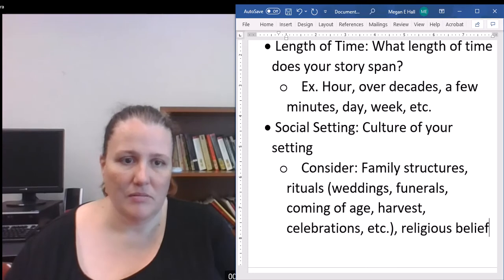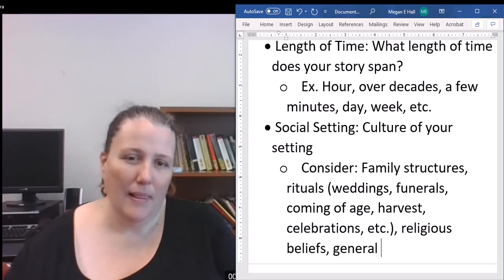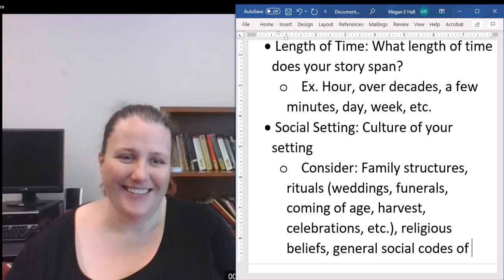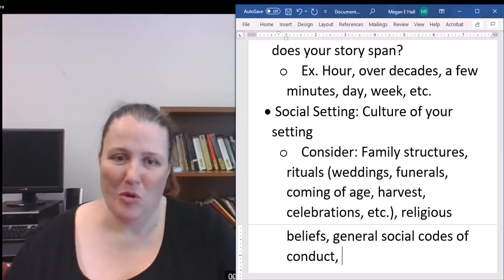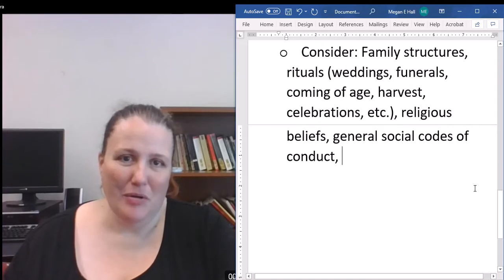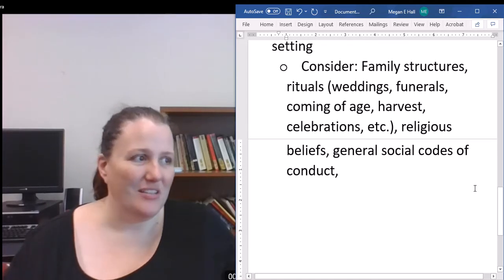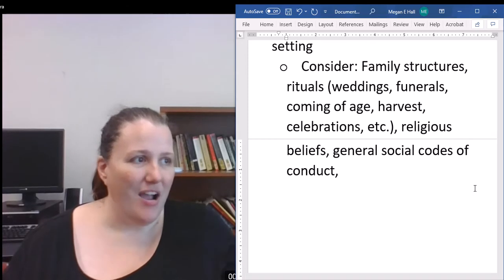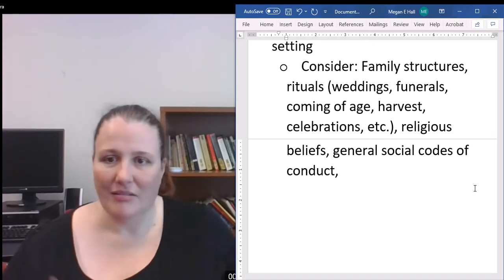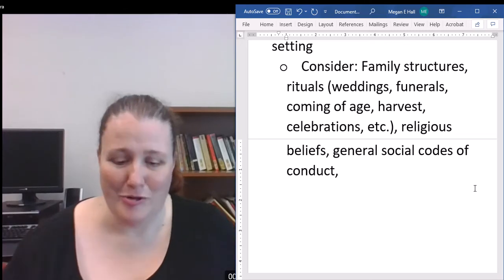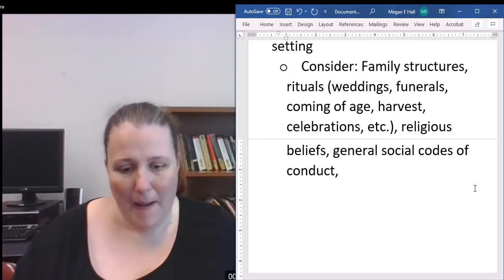Religious beliefs, general social codes of conduct, what's acceptable, what's not. The social conduct says that you don't just get out of your car in a traffic jam and go streaking, right? That's something, the social contract, you don't do that. If you do, you get arrested, right?